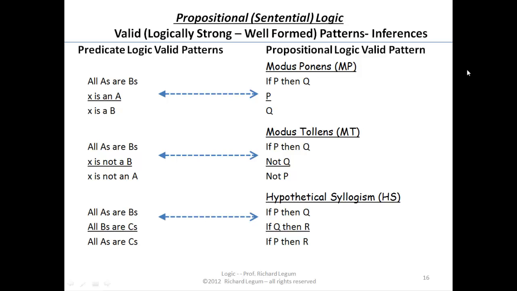So I told you earlier on, if you could remember 6 inferences, you're going to get through most of the valid inferences that we in fact need.